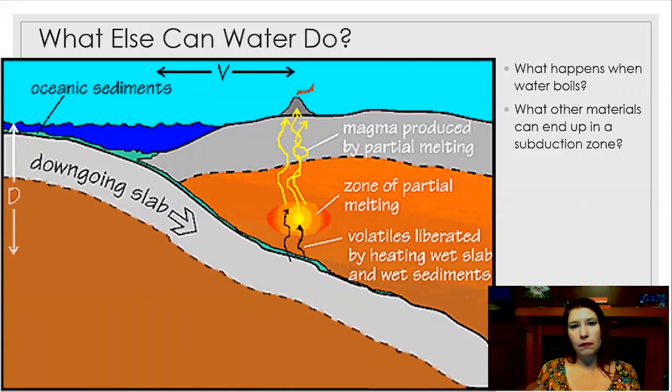So that's pretty cool. But what other materials can end up in our subduction zone? Again, it's not just water. We've had this oceanic crust sitting at the bottom of the sea for 100 million years or more, and it's got a bunch of junk on it.